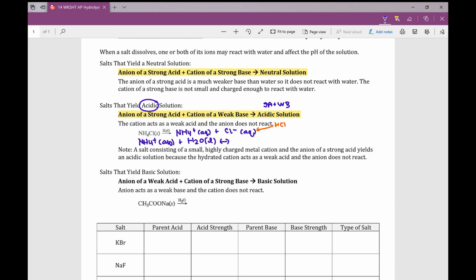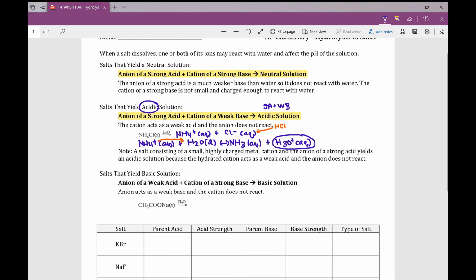And when it does that, it's going to donate a proton to water, forming its conjugate, which is NH3, ammonia, and producing hydronium, H3O+. That is what is actually forming the acidic solution, or why we get a pH less than 7: the ammonium ion is acting as an acid and donating a proton to water.